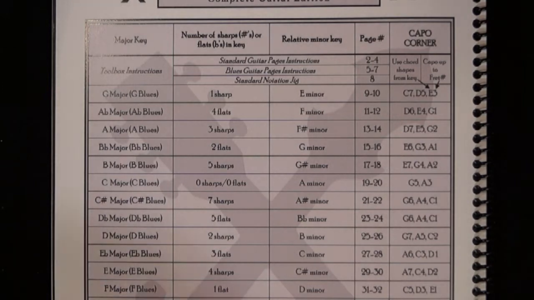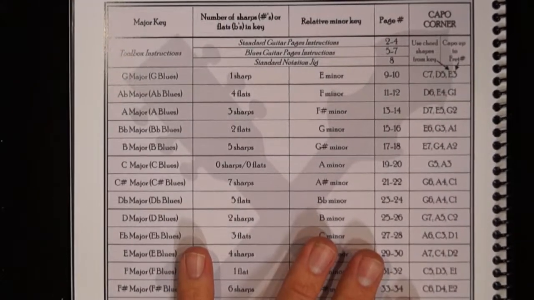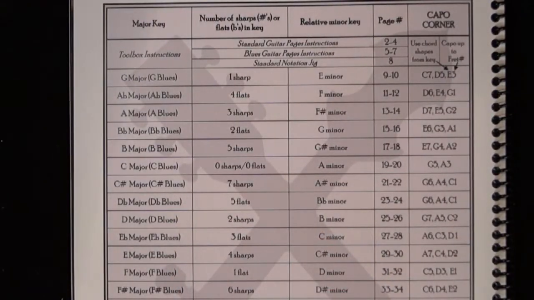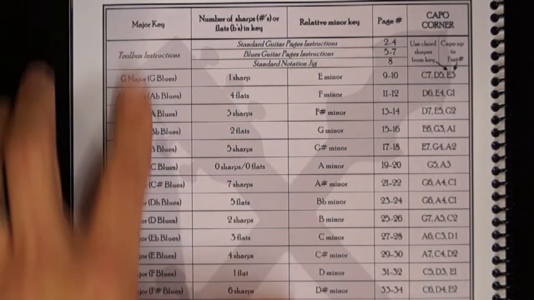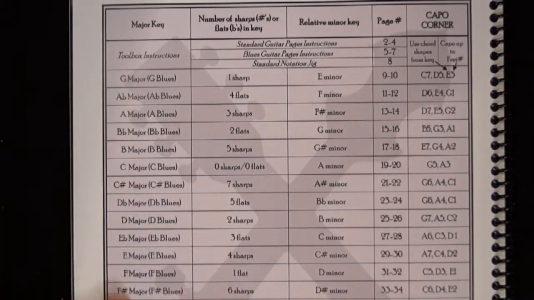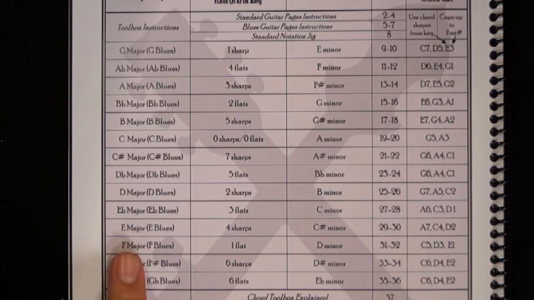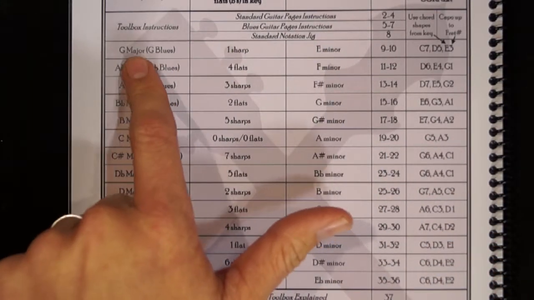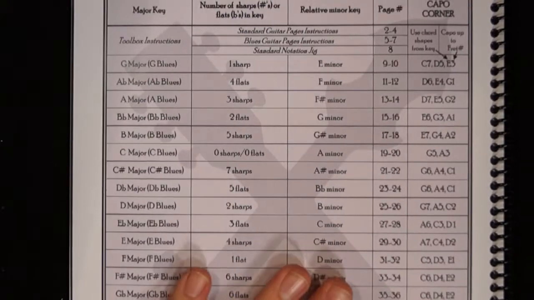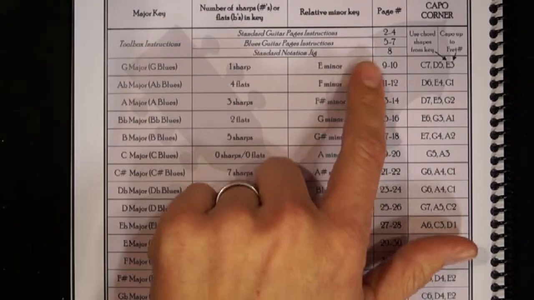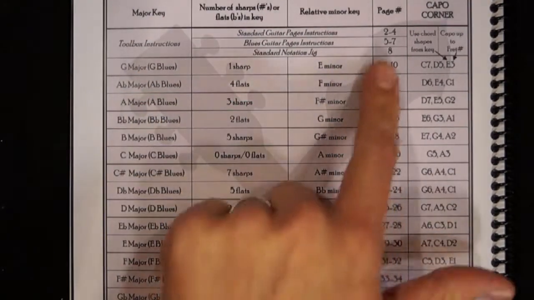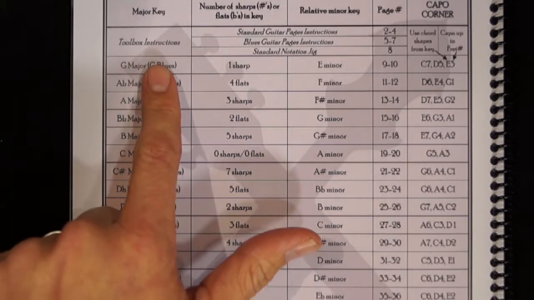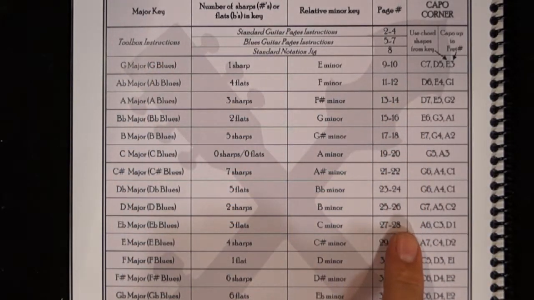So I've got a Fretboard Toolbox page for each of the instruments, and if you look in this first column here, major key, this is all the different major keys. And then these are called relative minor keys. So E minor is the relative minor of G major, and all the major and relative minor keys are on the odd numbered pages, and then the blues pages are all the even numbered pages.